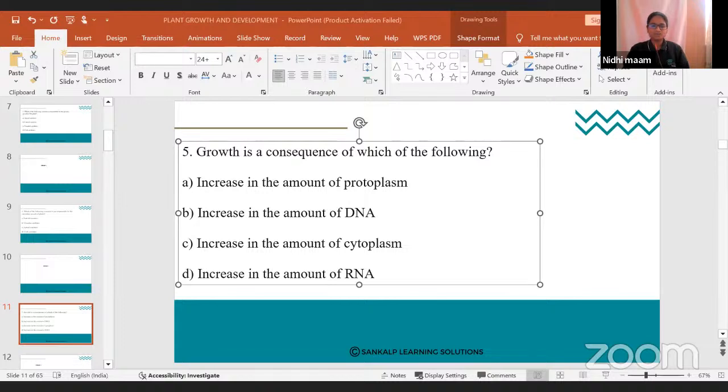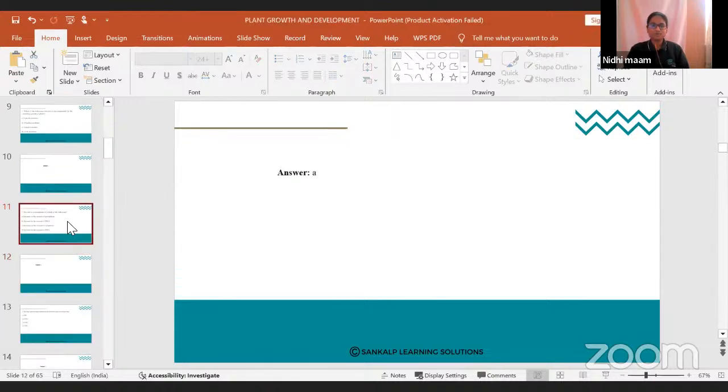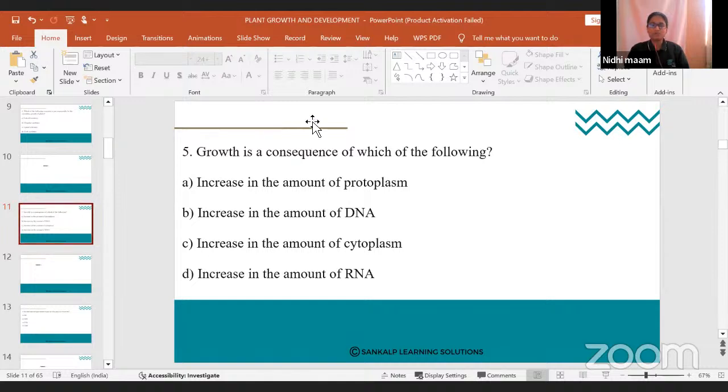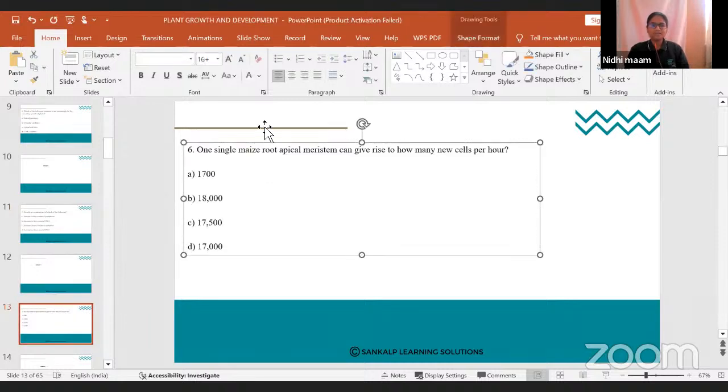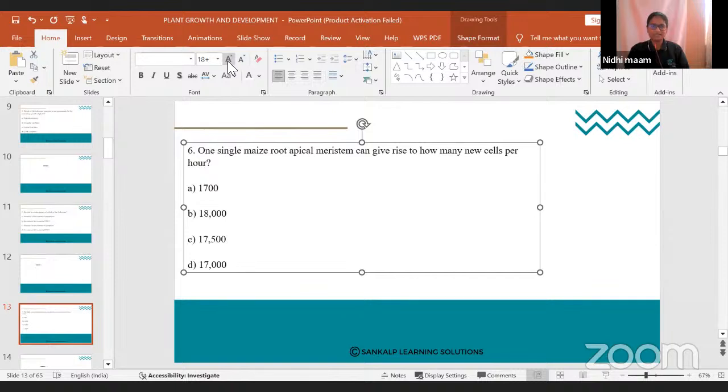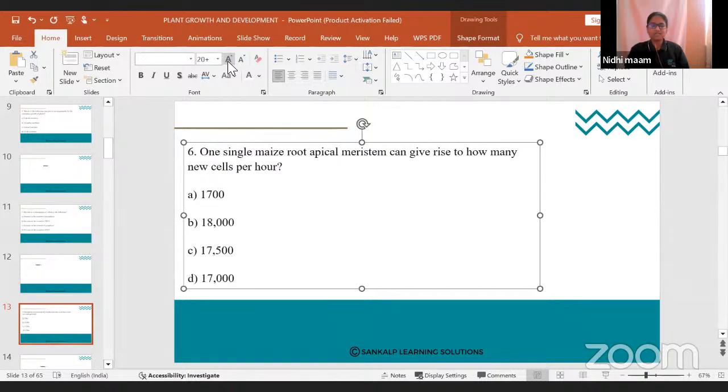So most of you answered it as option C. The right answer is option A. Increase in the amount of protoplasm is the consequence of growth. Yes, Aishwarya KM is active on YouTube. Let us proceed to the next question. One single maize root apical meristem can give rise to how many new cells per hour? A is 1700, B is 18,000, C is 17,500, D is 17,000.